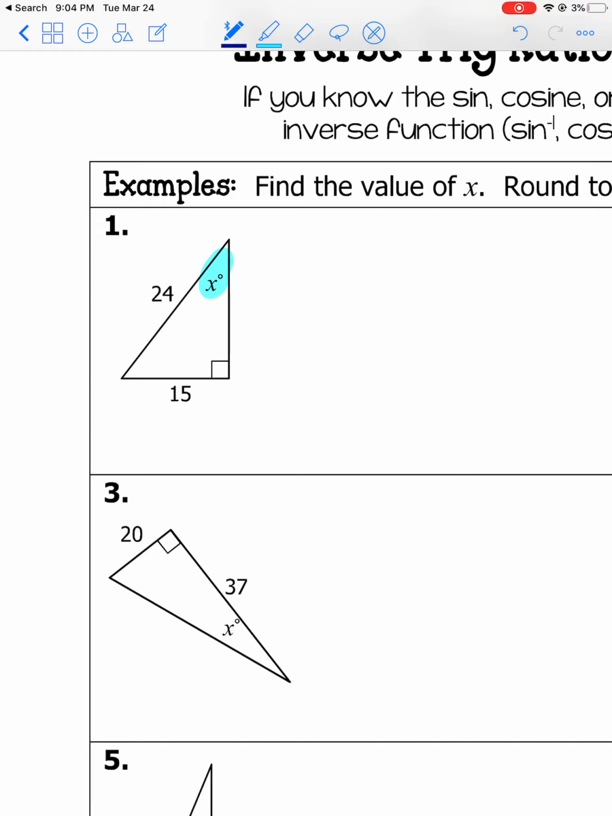15 is going to be opposite of it. 24 is going to be the hypotenuse. Make sure you're not saying it's adjacent just because it touches it. This guy right here would be the adjacent side. It's not relevant to us, so I'm not going to write it. But 24 is the hypotenuse because it's across from the right angle.